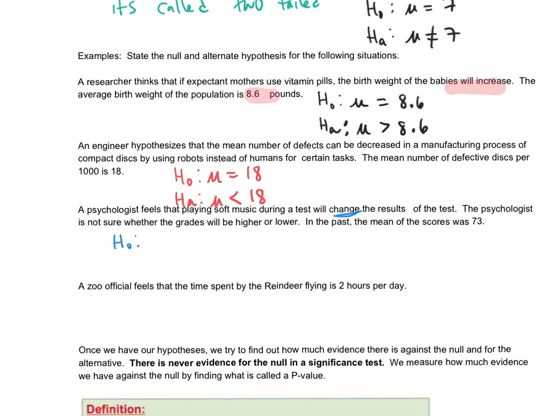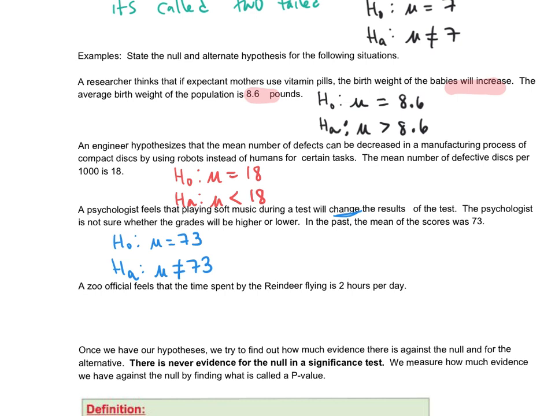So the average test typically is going to be 73. So if we start playing music, what's going to be different? So we're going to say it's not going to be 73. Maybe it'll be a distraction and won't work. Maybe it will.